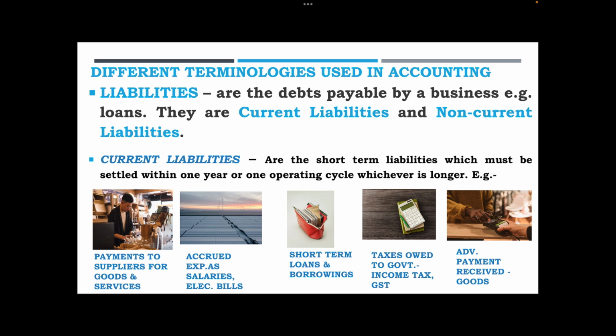Coming to the liabilities. Now liabilities are the debts payable by the business. For example, loans. Then these liabilities are also classified into current liabilities and non-current liabilities. Now current liabilities are the short-term liabilities which must be settled within 1 year or one operating cycle, whichever is longer.